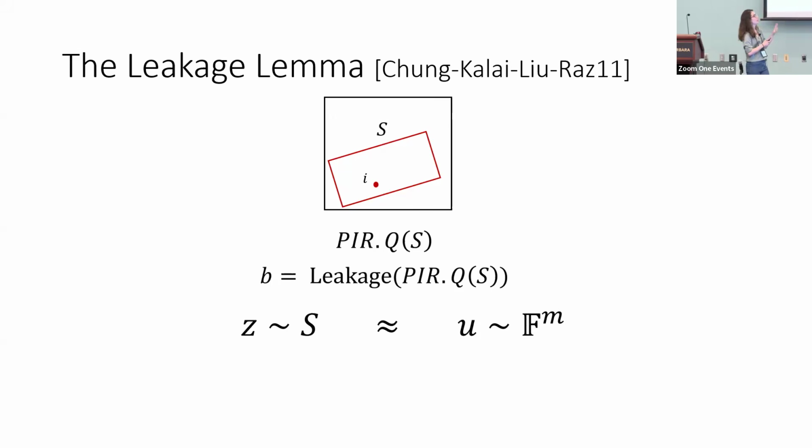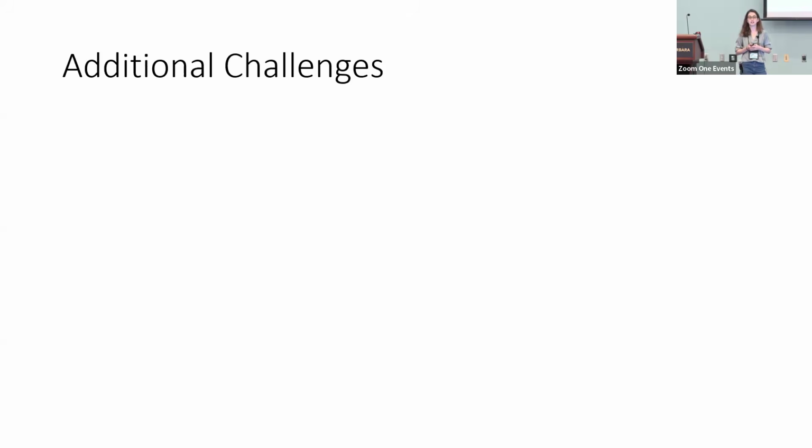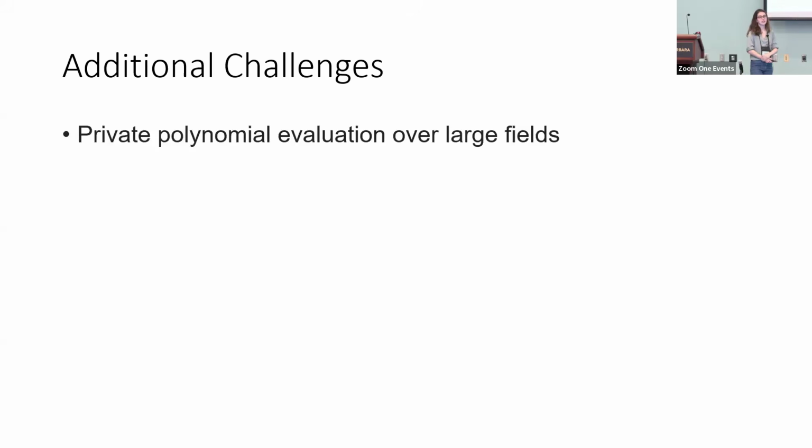Now, I'm not going to show you how we use it exactly, but let me just tell you about some additional challenges that we encounter in our analysis. So first, we actually need a super polynomial field in our construction. And this also comes from the leakage lemma. Now, if the field is super polynomial, then the truth table of our polynomial is too big for the doubly efficient PIR. So actually, we need to introduce a new tool called private polynomial evaluation, which is simply an extension of the doubly efficient PIR for large fields.